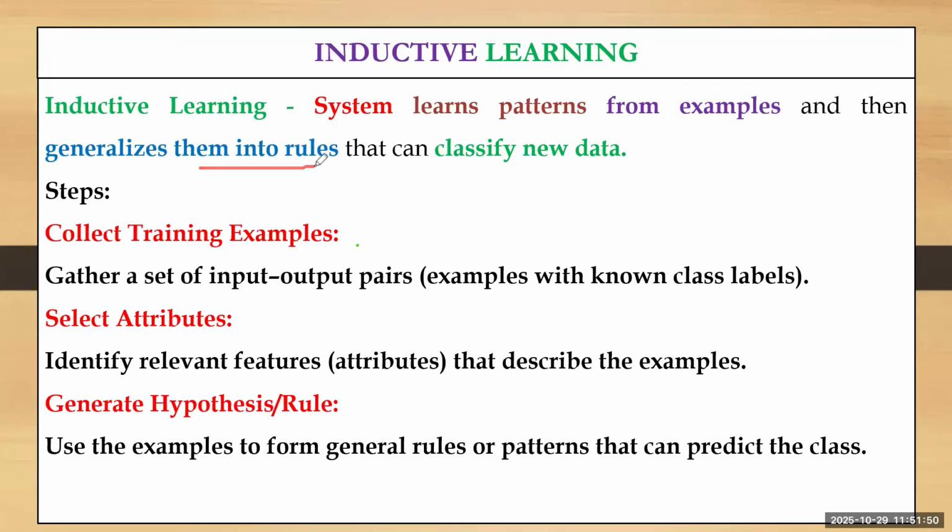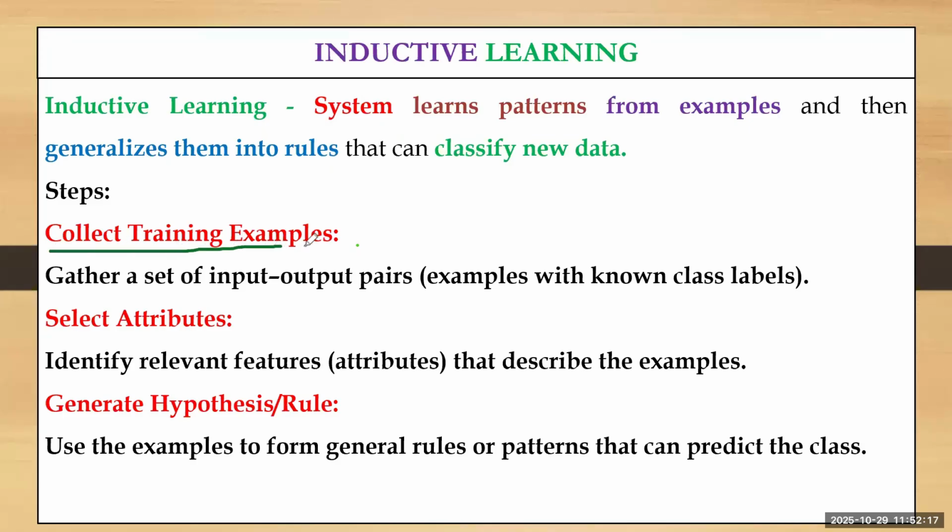We have different rules, right? One is the if-then rule, and then logical rules, like that. Once it identifies the pattern, the computer only will create the rules for us. Humans won't create any rule. Based upon that rule we will classify the new data. In this, we have different steps.